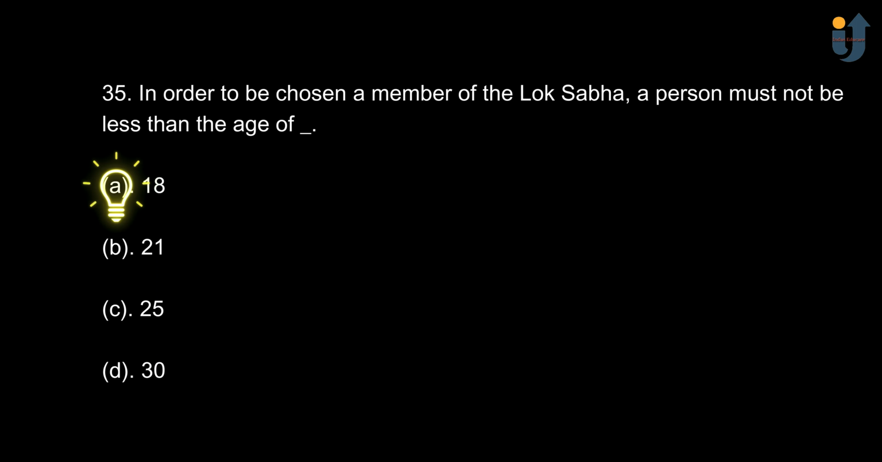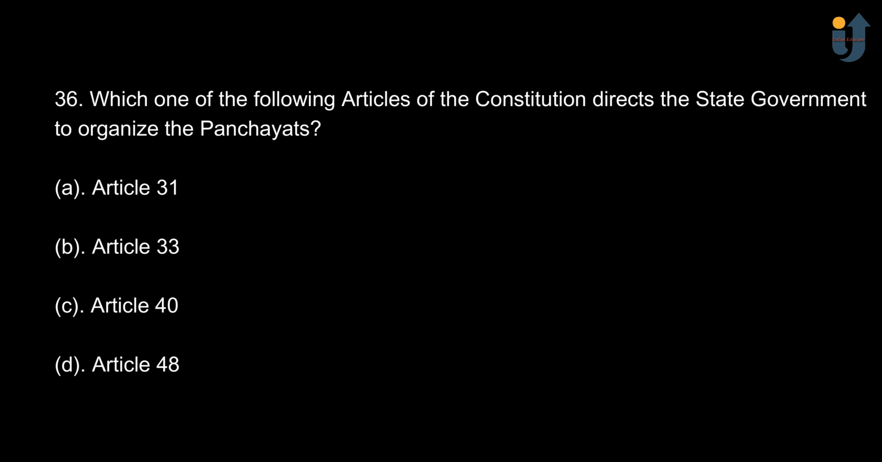Next, which one of the following articles of the Constitution directs the state government to organize the Panchayats? Option A, Article 31. Option B, Article 33. Option C, Article 40. And option D is Article 48. The correct option is option C, Article 40.